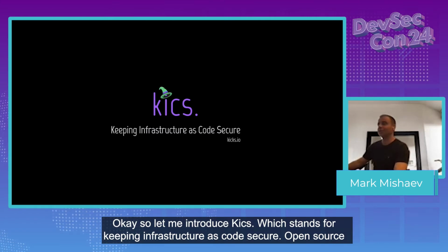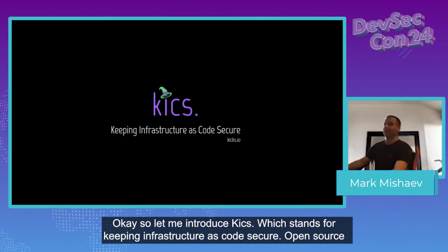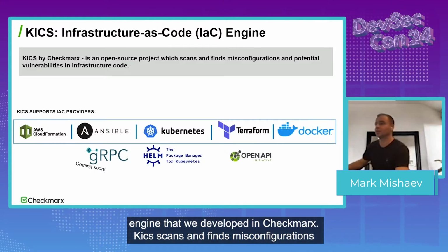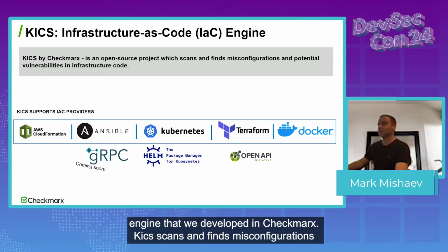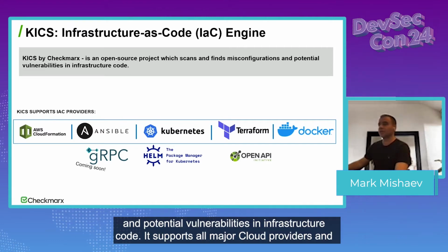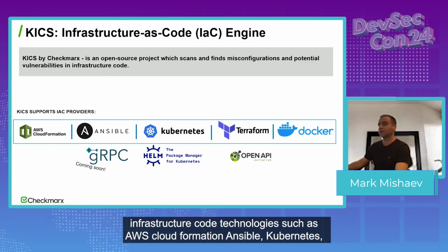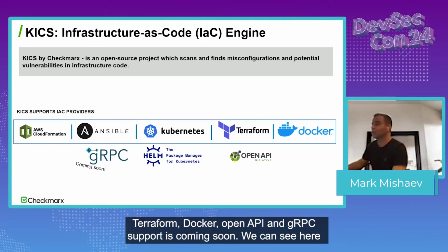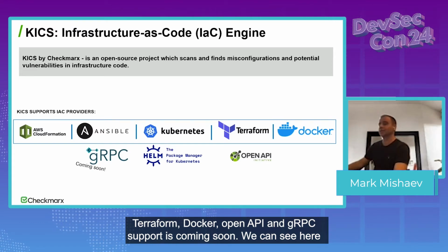Okay, so let me introduce KICS, which stands for Keeping Infrastructure as Code Secure, an open source engine that we developed at Checkmarx. KICS scans and finds misconfigurations and potential vulnerabilities in infrastructure code. It supports all major cloud providers and infrastructure as code technologies, such as AWS CloudFormation, Ansible, Kubernetes, Terraform, Docker, OpenAPI, and gRPC support is coming soon.